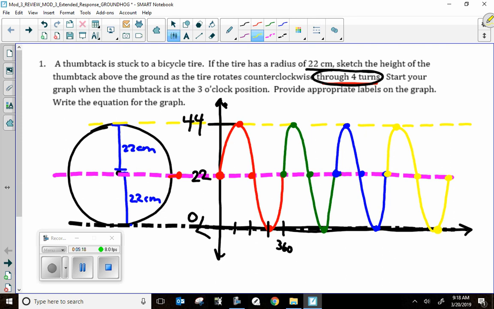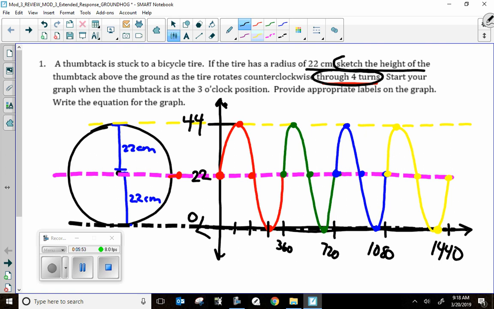Each one of these should end at 360 degrees. So my sine curve in green goes out another 360 to 720. My blue sine curve goes out another 360 to 1080. And my yellow sine curve goes out another 360 degrees from 1080 to 1440. That is perfect. That is the sketch they're asking us for: sketch the height of the thumbtack.